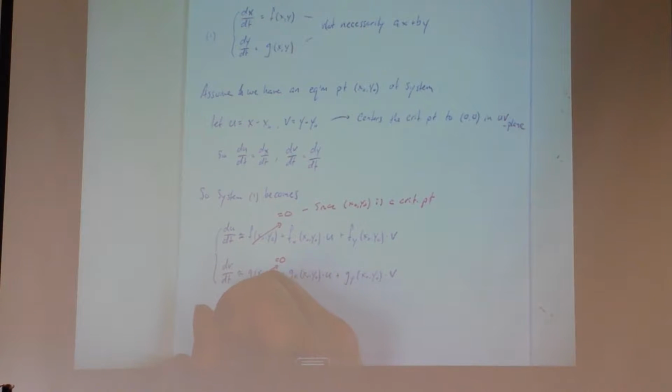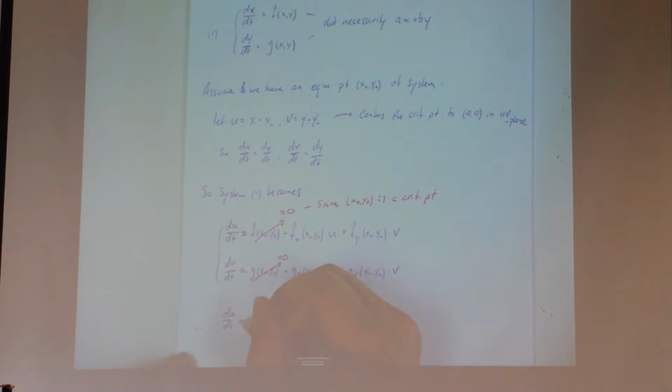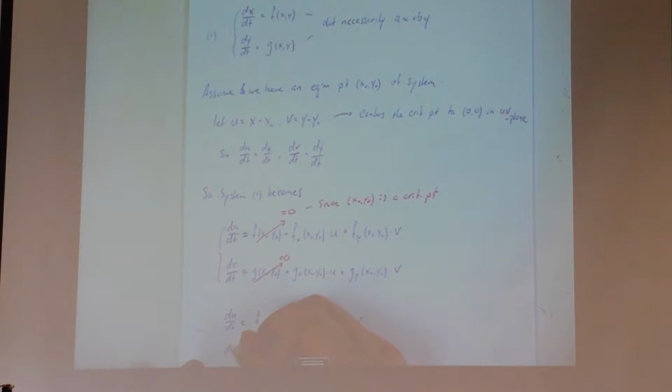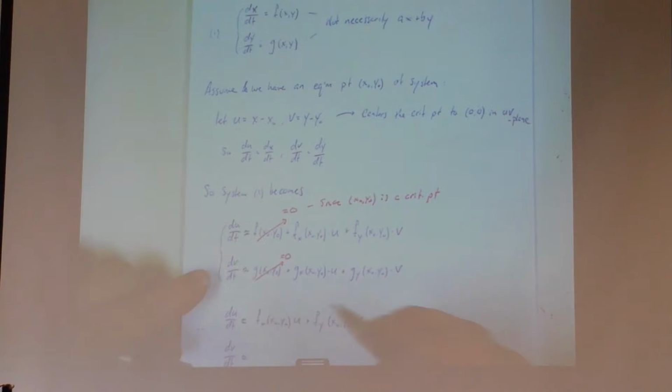So, finally, our system looks like du/dt roughly equals, neglecting the tiny little error term that goes to 0, f_x evaluated at (x0, y0) times u plus f_y at (x0, y0) times v, and dv/dt, that term goes away, so we get partial of g with respect to x at (x0, y0) times u, plus partial of g with respect to y times v. Okay. All right, that was fun.